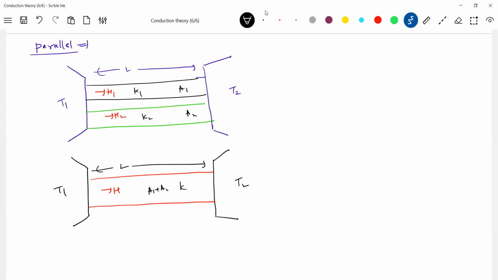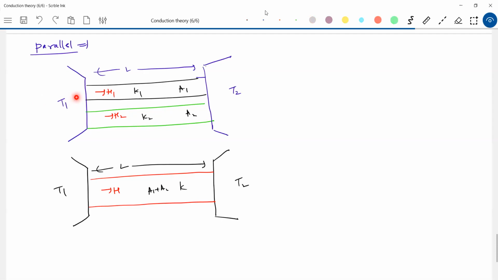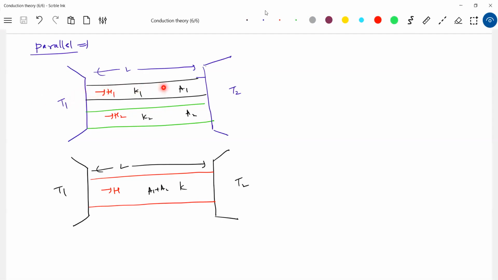The length will be the same. Now these two rods are involved in the flow of heat. A part of the heat current will pass through here, and the remaining will pass through here. It is like water coming and splitting, so some amount of water will flow here, and the remaining amount will flow through here. So when the heat current or the thermal power splits up, then the rods are said to be in parallel.